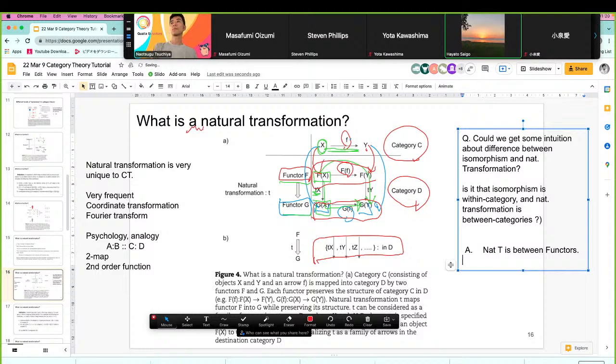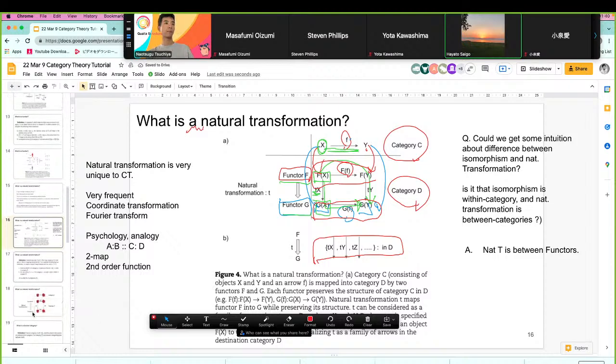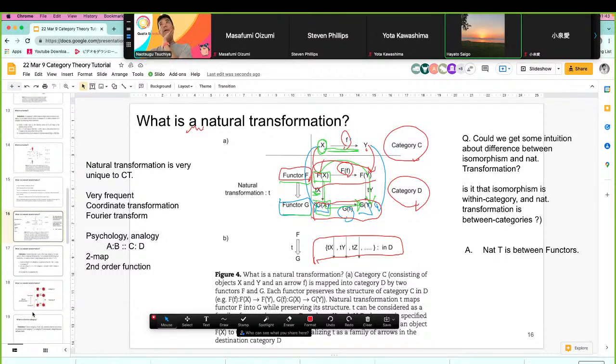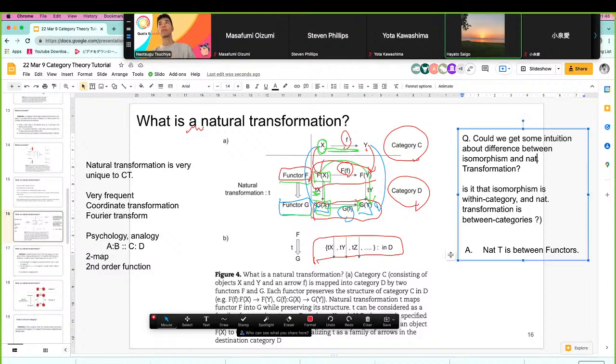So you can understand this natural equivalence or natural isomorphism as an isomorphism in the category called the functor category. So in that sense, these two notions are related. This is the answer to the first question. And Isaac's second one is, is isomorphism within a category or natural? Yeah, natural transformation is between functors, not categories.